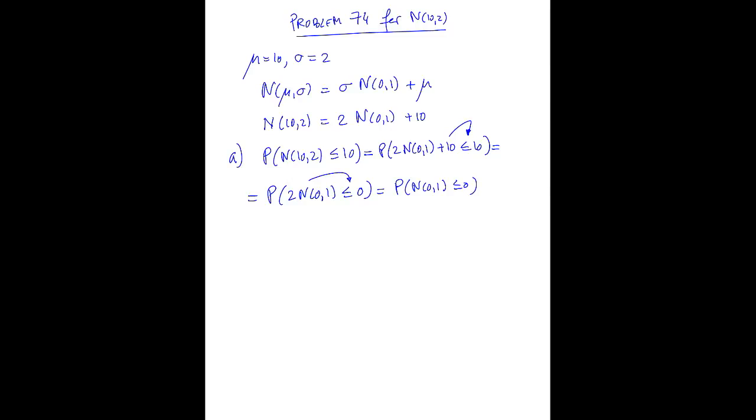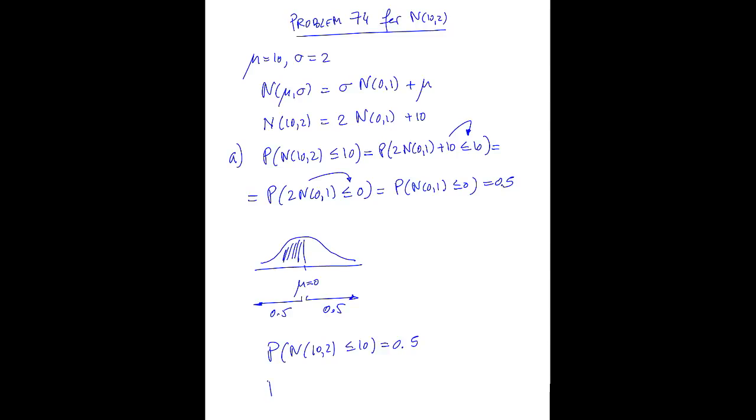Now, one of the properties of the normal distribution is that it's centered at the mean, in our case 0. I mean half of the probability lies to the right and half of the probability lies to the left. So the part we're looking at, which is the left part, will have probability 0.5, and therefore the probability of a normal 10, 2 less than or equal to 10 is 0.5. Or in general, the probability of any normal mu sigma less than or equal to mu is equal to 0.5.